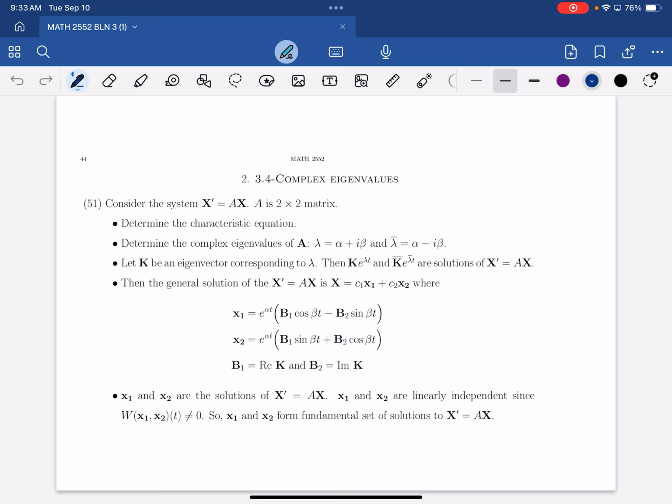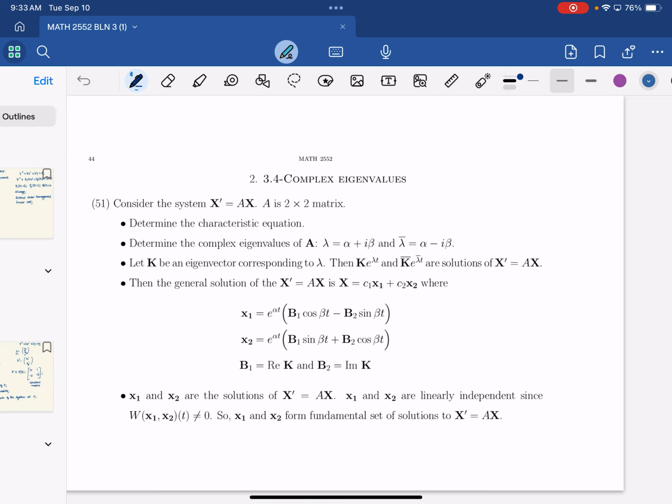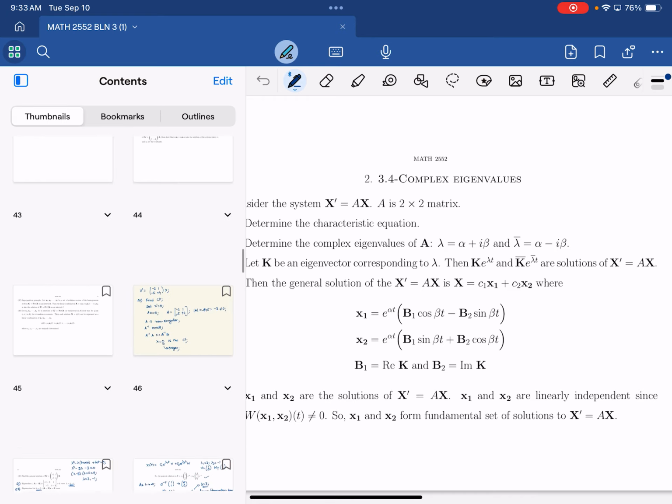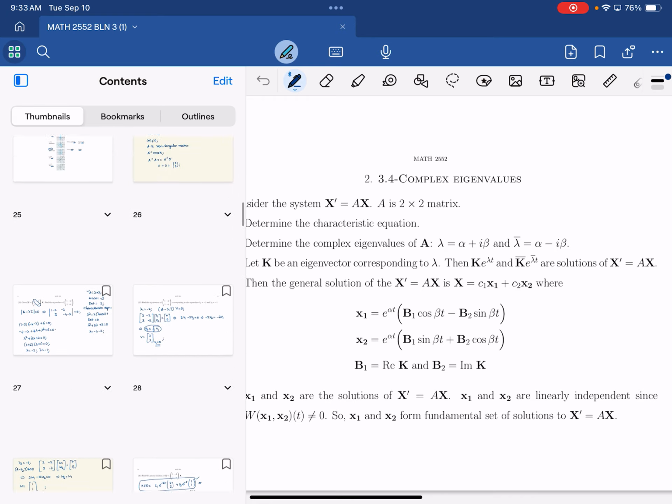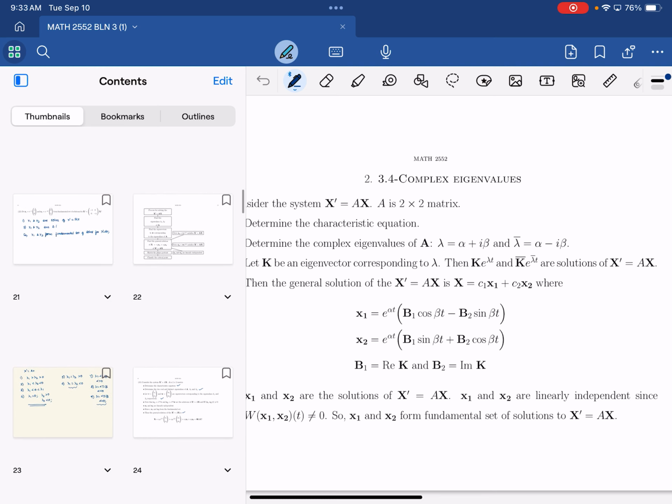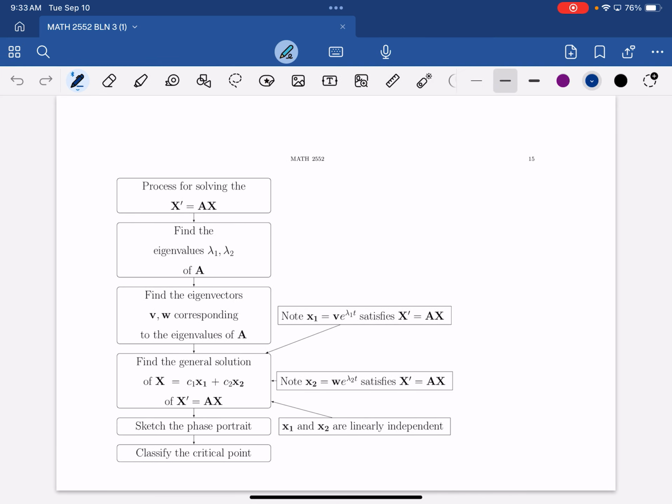Okay, let me go back and review what we discussed quickly. Okay, that's what we have, right? We made the change in variables. We got the system of first order differential equations. Then step 0 is to find the critical point. Step 1 is to find the eigenvalues. Step 2 is to find the eigenvectors. Then you write the general solution. You sketch the phase portrait, and then you classify the critical point. That's been our story for the last 1.5 lectures, right?